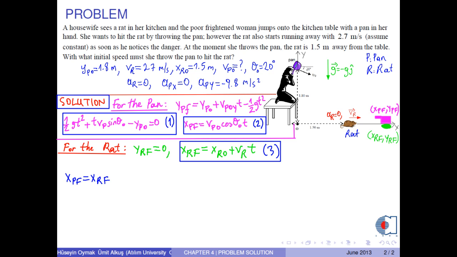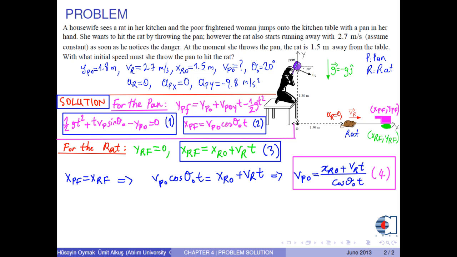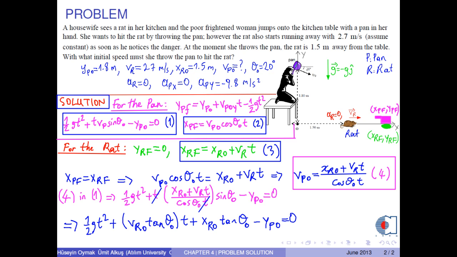According to the question, the final positions of the pan and the rat should be equal to each other. So, then we obtain an expression for vp0 as, now if we put this equation into equation 1, we obtain, or simply, and with the corresponding numerical values, we obtain a second order equation in t.